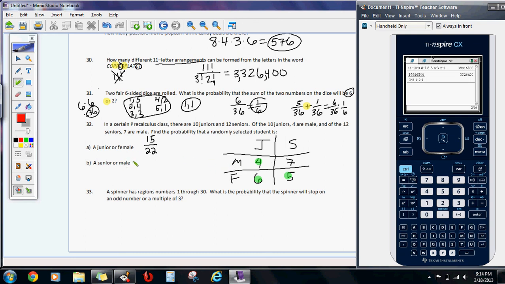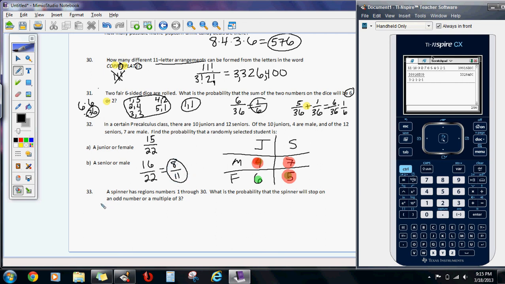So a senior or a male. So the seniors here in red, senior is a success. Right here, the seniors will definitely be raising their hands, 7 and 5. And then a male is also a success. So these 4 are raising their hand. All of these are raising their hand. So I have 11 plus 5, I have 16, which will be the successes here. So 16 out of 22. All right, so that's going to reduce in this one to 8 over 11.